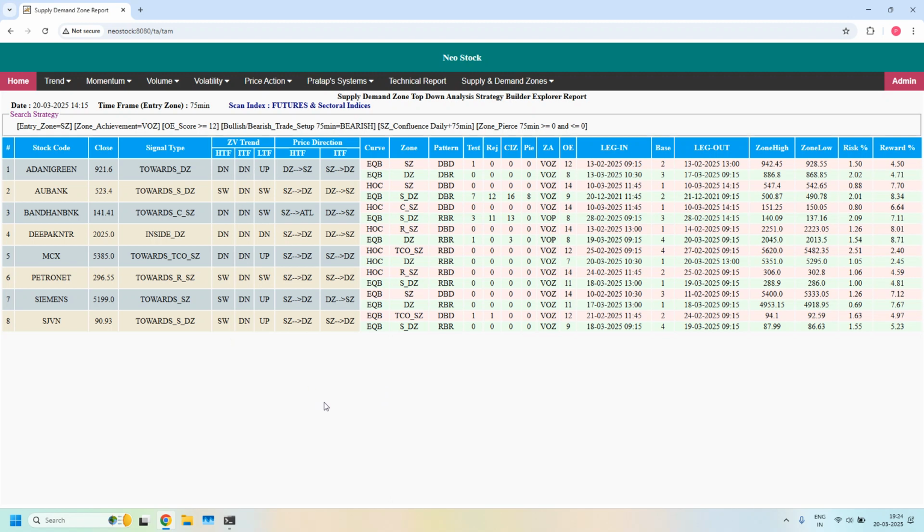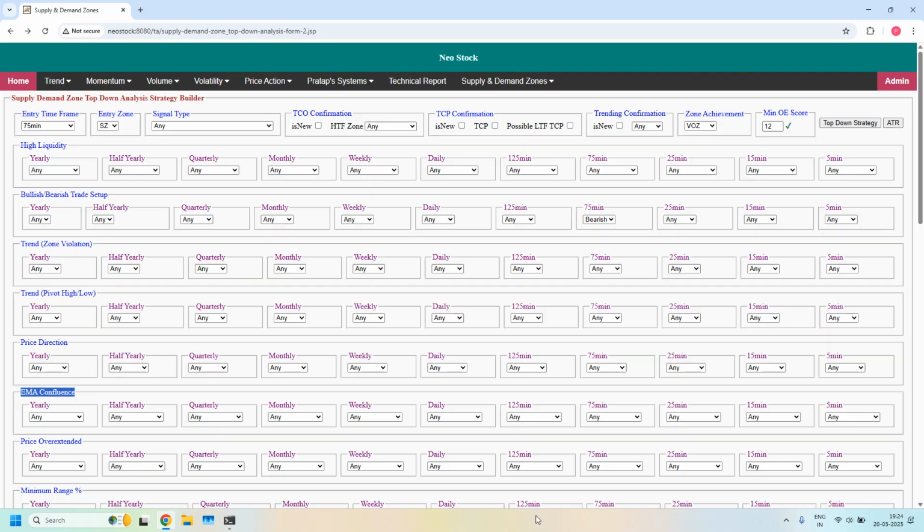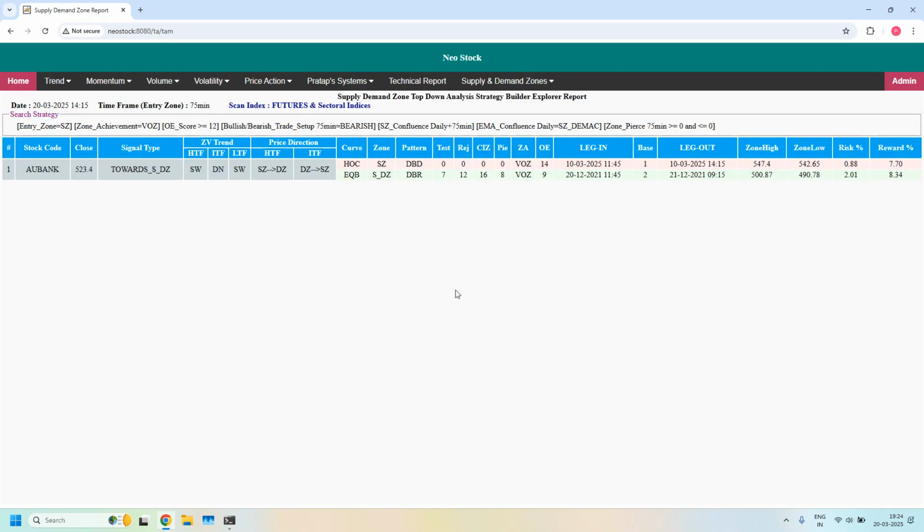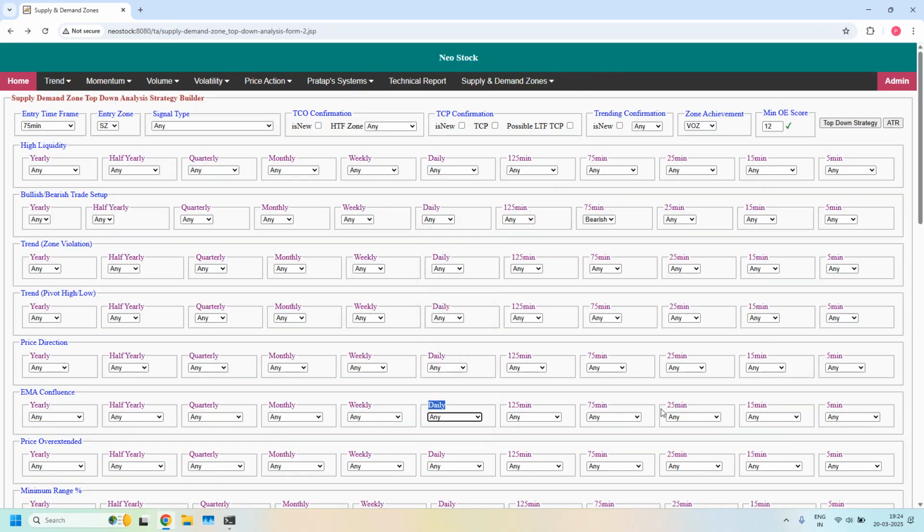So if the daily supply zone is having daily EMA confluence, these 75 minute supply zones might be having high success rate. Let's check. EMA daily, I'm selecting daily supply zone with daily EMA confluence. We got 1 stock. So this supply zone has even more high probability to get success. Okay, next we will look into LTF, ITF, HTF supply zone confluence supported stocks. So I'm going back, removing the EMA filter.